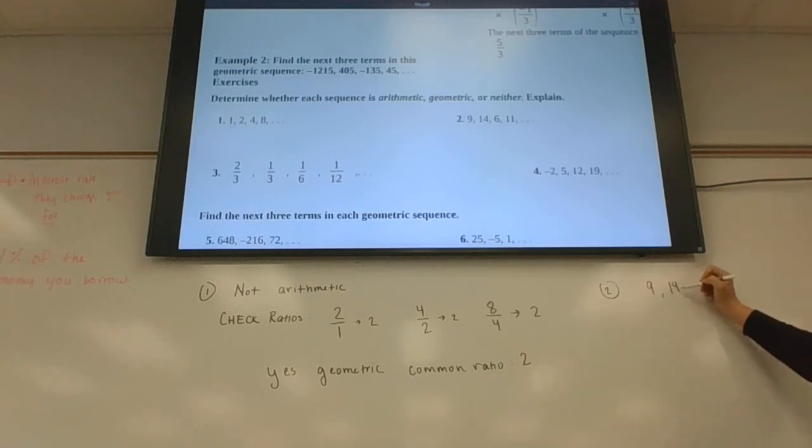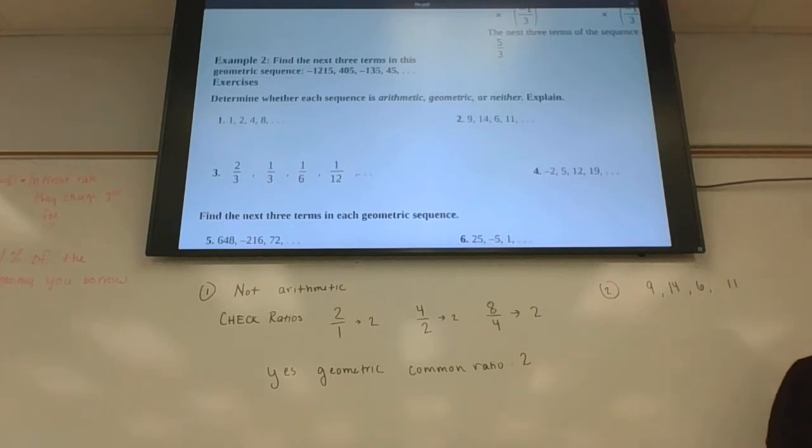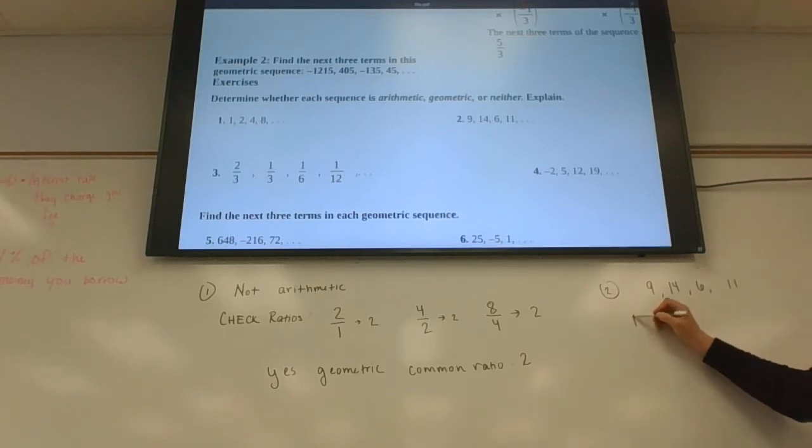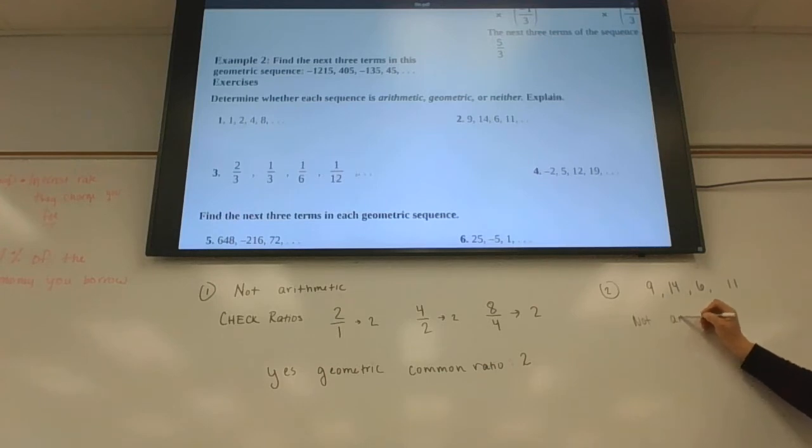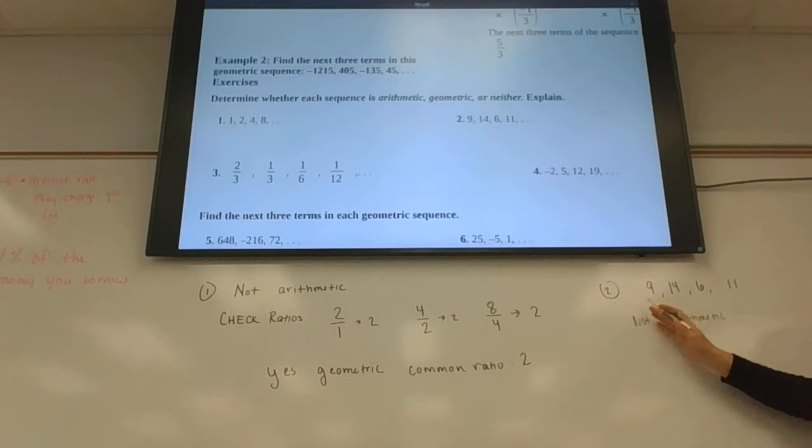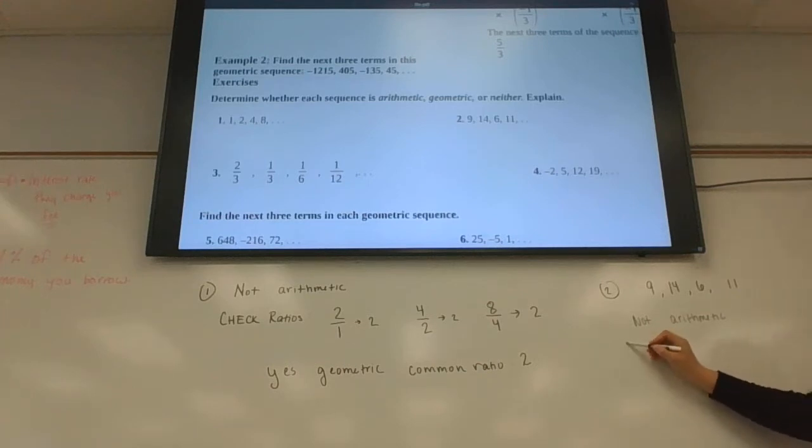Looking at the next one, it goes from 9 to 14 to 6 to 11. So it's definitely not arithmetic because it's not adding every time. And because the number is going higher and then lower and then higher again, it's probably not geometric, but we can use a ratio to check.